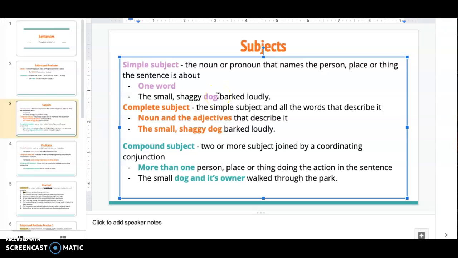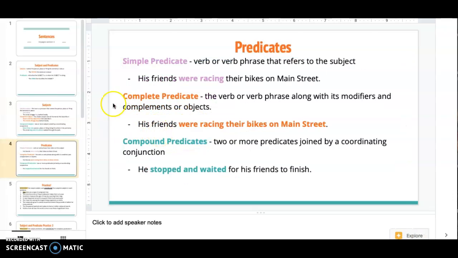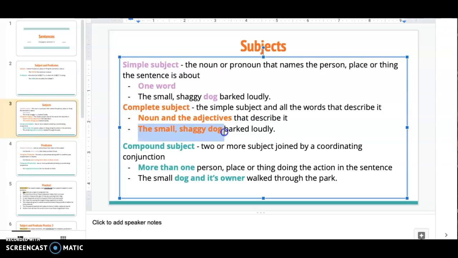So the complete subject would be the noun that the sentence is about and any of its adjectives or modifiers, okay? And it includes the simple subject. So again, we see the small shaggy dog barked loudly, okay? We see again that the simple subject is dog, but the complete subject is the small shaggy dog. That is our complete subject because it includes all of the modifiers, right? The small shaggy, all of the adjectives that describe the dog, and the dog is also included in there, right? Because that is the subject. So that is a complete subject.